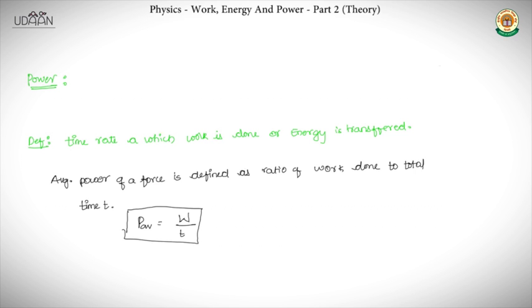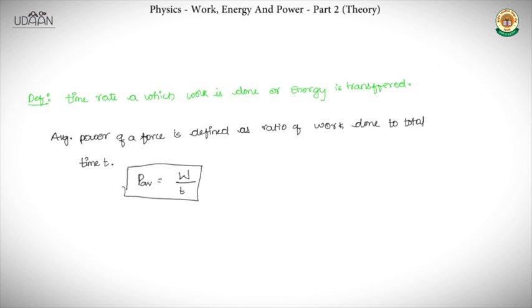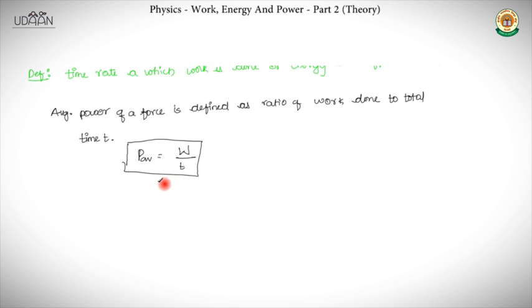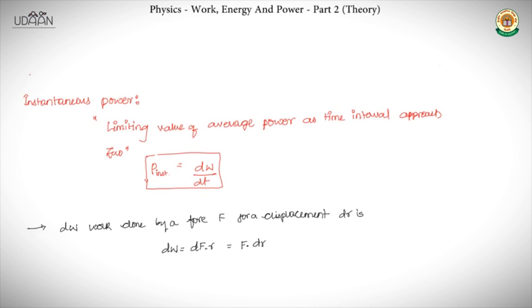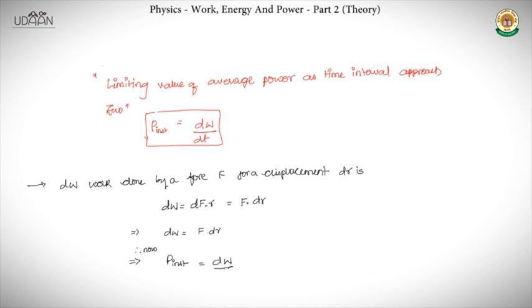So power can be defined in many terms. Average power of a force is defined as the ratio of work done to the total time. So average power is equal to the work done divided by the time. And we also have instantaneous power. What is instantaneous power? It is the limiting value of average power as the time interval approaches 0, that is, at a particular instant of time.